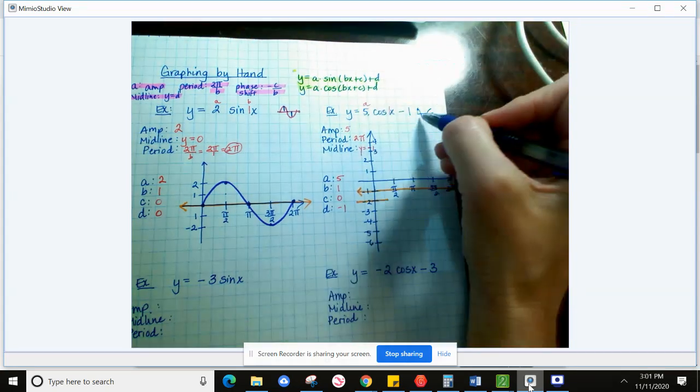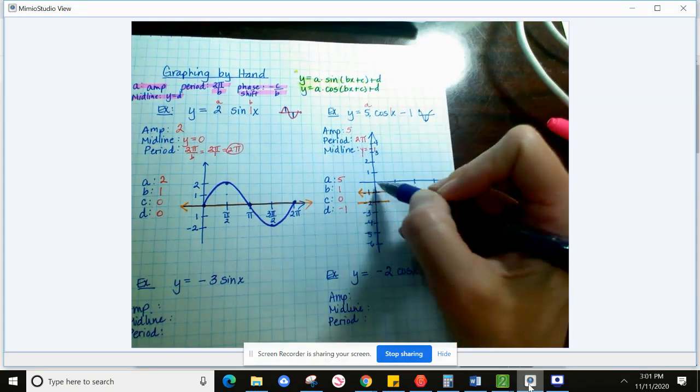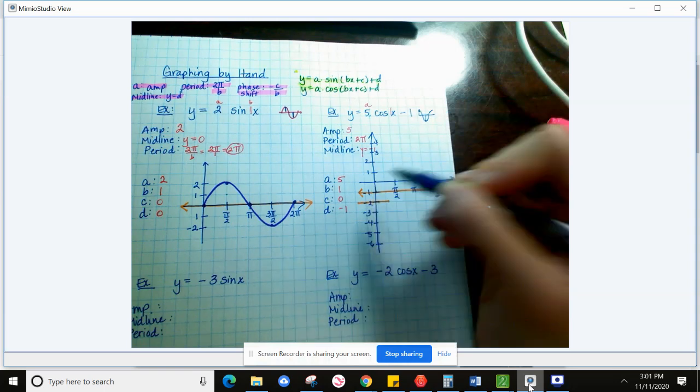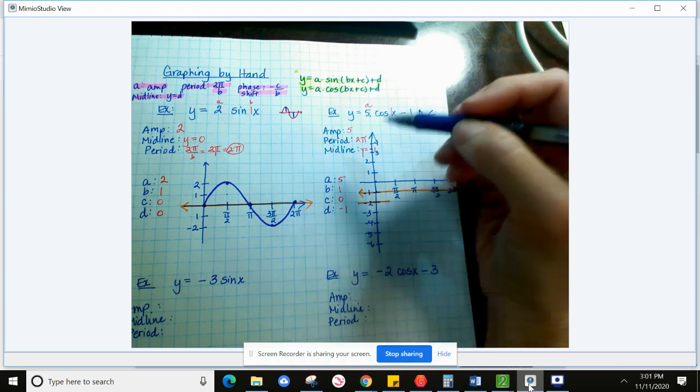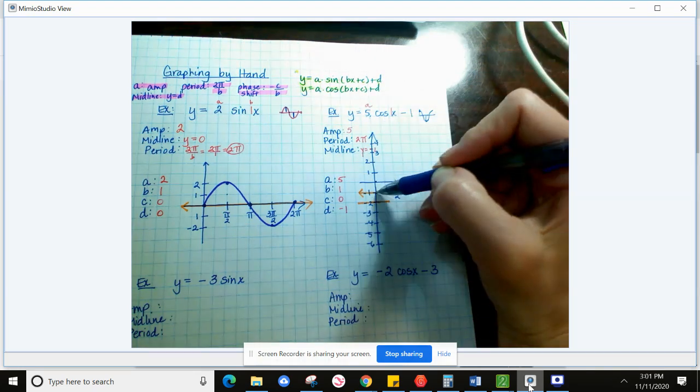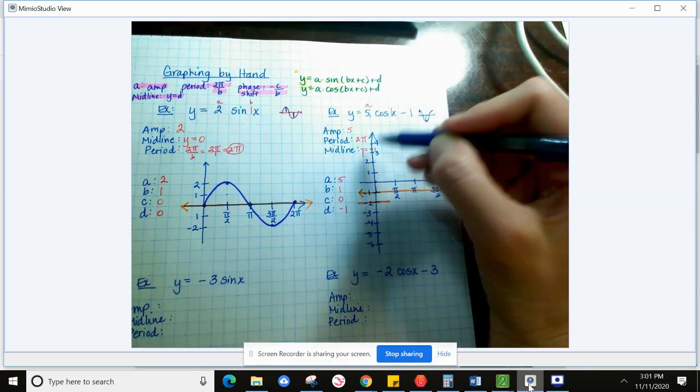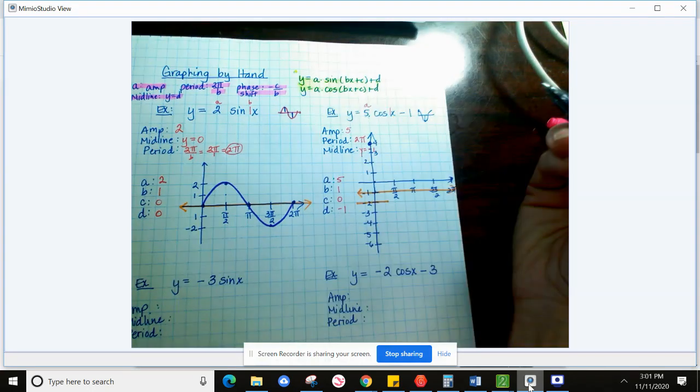So cosine normally starts 1 unit above the midline. That's where it normally starts, if it's an amplitude of 1. But now the amplitude's got to be 5. So let's count 5 units from the midline. 1, 2, 3, 4, 5. So we're here at positive 4.